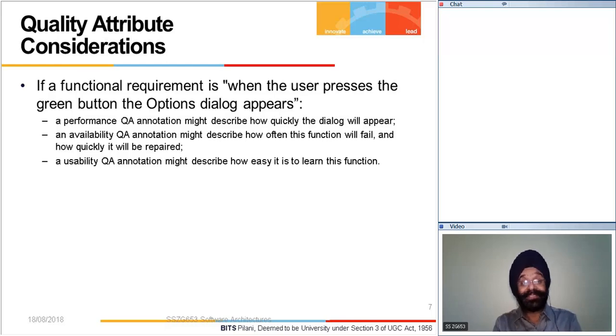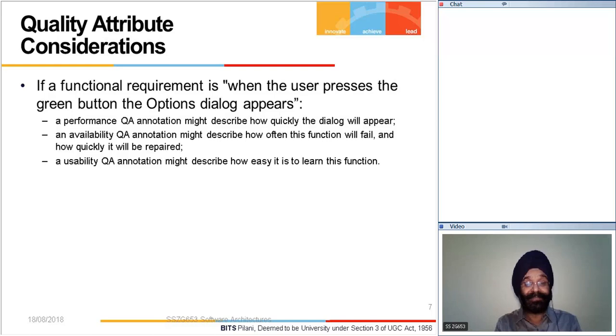Somebody here says that maybe the functionality was not well defined. Quality attribute description is not a part of functionality. Let's put it very clearly. Take this example itself. When the user presses the green button, the options dialog appears. Now tell me, what is wrong with this specification? It's very clear. You press the green button. Anyone who has programmed in almost any language knows it's just 2-3 lines of code. There's a click event, and based on it a dialog appears and says whatever. But then the issues of concern could be performance, availability, usability.